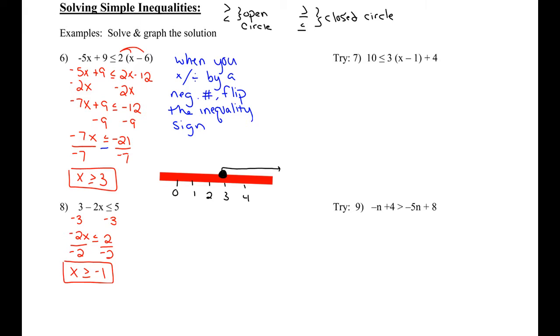I once again want to draw in a number line so that we can graph this. And I'm going to add some points. I want to make sure that negative 1 gets added to my number line because it's part of my solution. And because it's greater than or equal to, I'm once again going to be using a closed circle. Because it's greater than, our arrow is pointing to the right. If it was less than, it would point to the left. Please try example 7 and example 9 on your own.